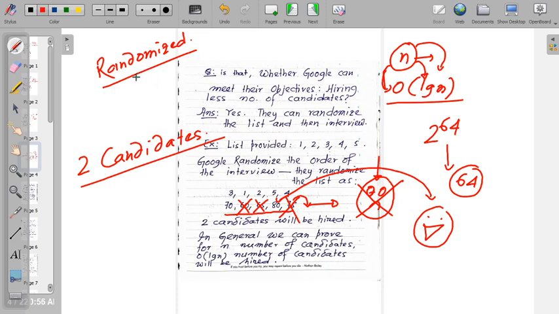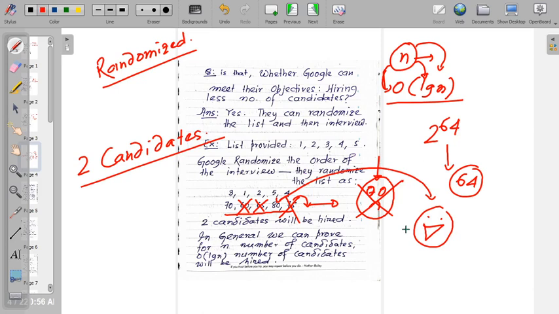In the last class we have seen how Google, with a randomized policy, whatever objective they had, the objective was that as few candidates as possible should be hired. That was their objective. And with a randomized policy, we have seen that there is some intuition that Google might be able to achieve that.